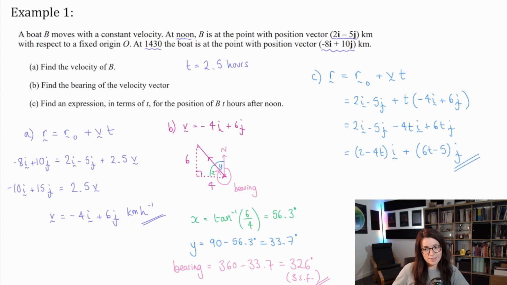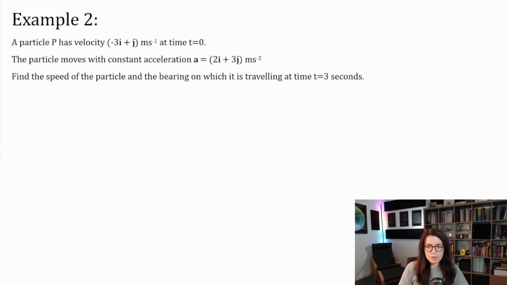And that would be an expression in terms of t for the position vector of B t hours after noon. Example 2. A particle P has velocity minus 3i plus j meters per second at time t equals 0. The particle moves with constant acceleration a equals 2i plus 3j meters per second squared. Find the speed of the particle and the bearing on which it is travelling at time t equals 3 seconds.